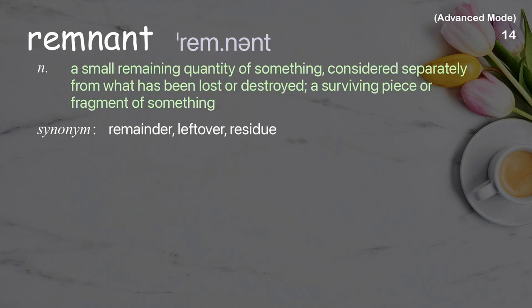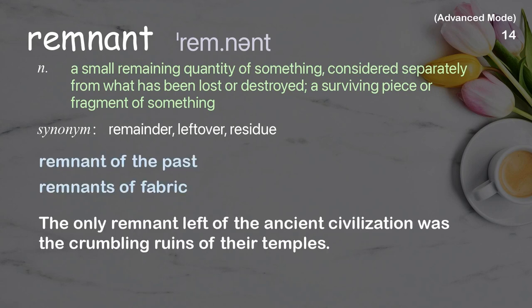Remnant. A small remaining quantity of something, considered separately from what has been lost or destroyed, a surviving piece or fragment of something. Examples. Remnant of the past. Remnants of fabric. The only remnant left of the ancient civilization was the crumbling ruins of their temples.